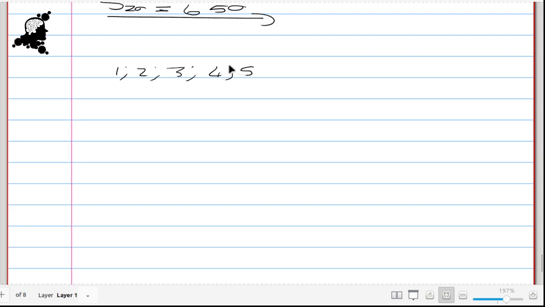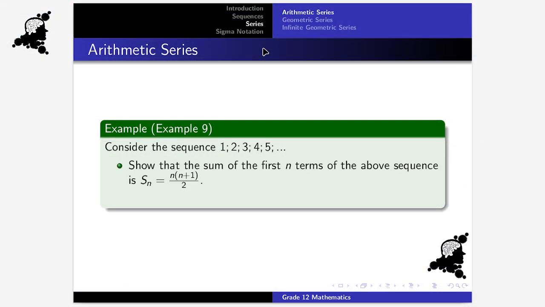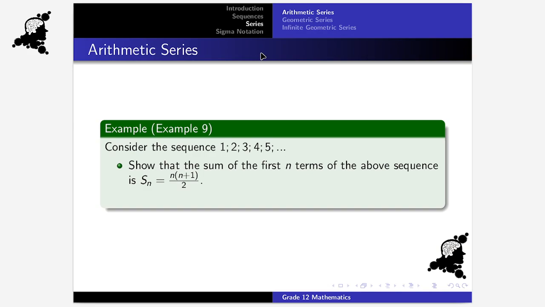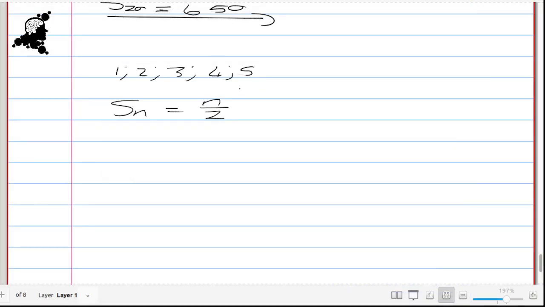Let's go back to the question. Show that the sum of the first n terms of the above sequence is that. Okay. So just to copy this down onto our writing pad, Sn is equal to n over 2, let's find that sum again, oh right, so this is going to be n plus 1 all over 2.